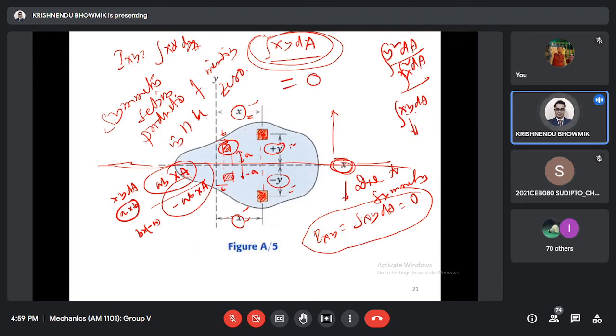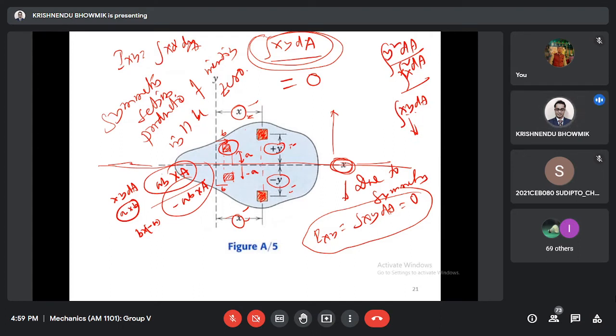It is the multiplication of x and y distance. So due to the symmetry, you will get some area and the corresponding complementary area on the other side of the symmetry at the same distance. One is positive distance, other is negative distance. Say here A is positive, here A is negative. So when you add up everything, this value will be 0. So the product of inertia for a symmetric section will be 0. Have you understood now?